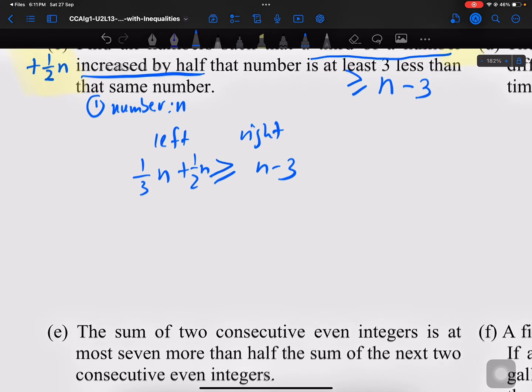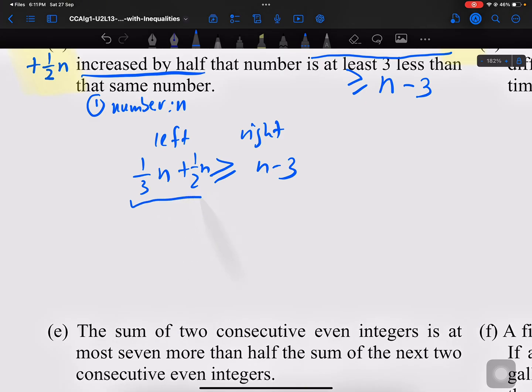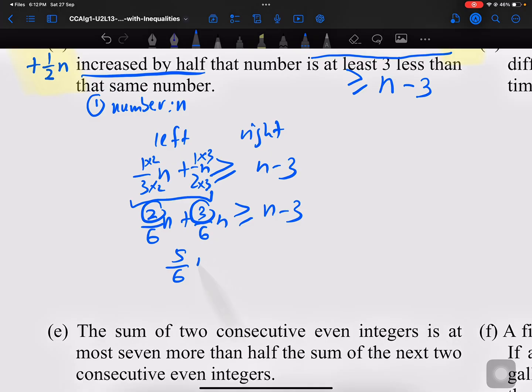So as simple as this one, these are like terms, so I can add them up. I multiply by 2 on both sides, up and down, and then times 3 to make the same denominator. So I have 2/6 n plus 3/6 n larger than or equal to n minus 3. So that I can add up my numerators and become 5/6 n.